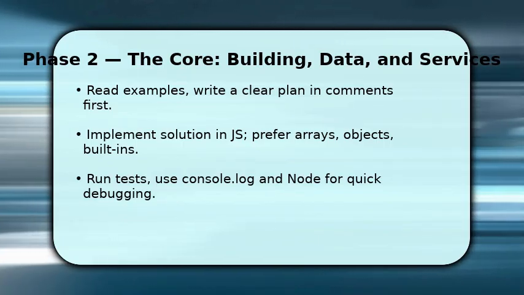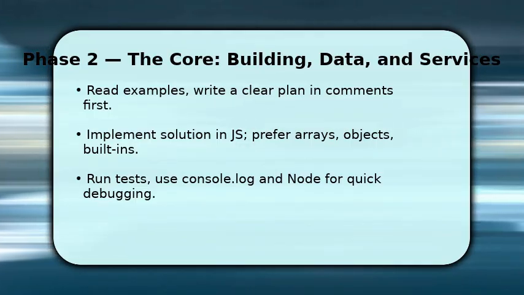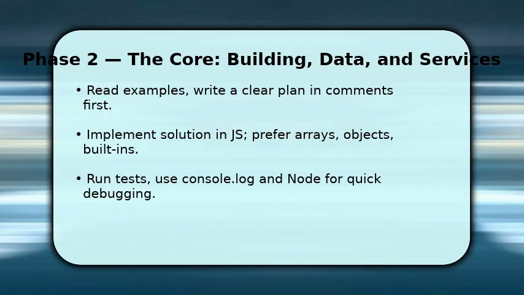Use array methods, objects, and built-ins to reduce bugs. Once implemented, run tests and use console.log plus Node to verify edge cases. This isolates errors quickly. If a test fails, step through with small inputs and refine the plan. This iterative loop is how you internalize problem patterns.